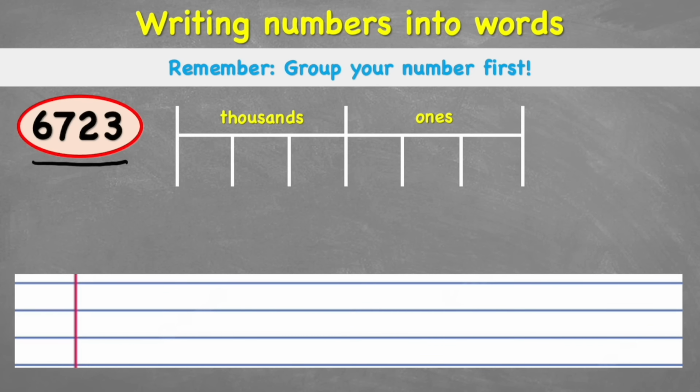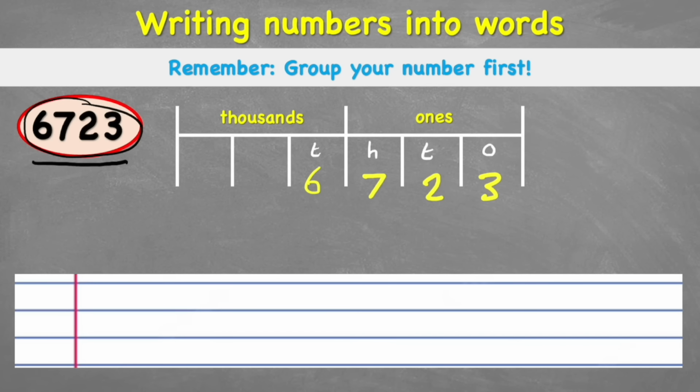6,723. So this time we actually have a 4-digit number, so I'm going to be using 1, 2, 3, 4 of our available slots. And this time I can see that I'm going to use my ones, my tens, my hundreds, and the first one of our thousands. So when putting this number in, I can see I have 3 ones, 2 tens, 7 hundreds, and 6 thousands.